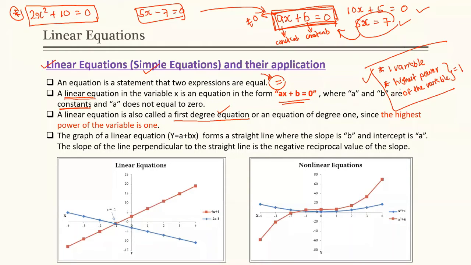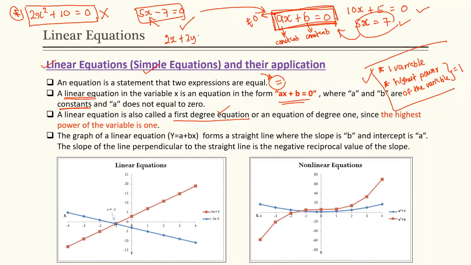And what is the second criterion? The highest power of the variable should be 1. But in this case, what is the power value? That is 2. If the power value is greater than 1, then it will not be a linear equation. That is the idea. Right? See here, we say this is a linear equation. Here we have only one variable and the power value is also 1. Linear equation.